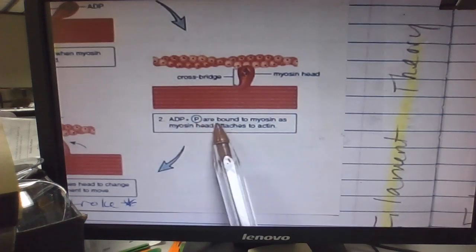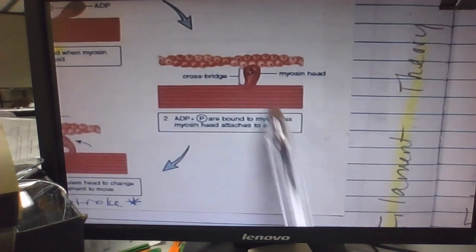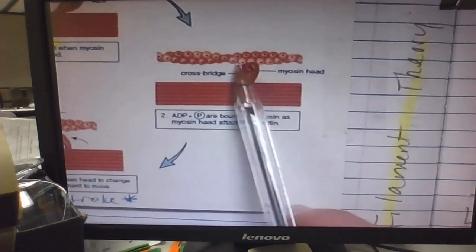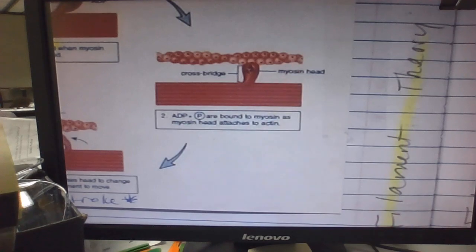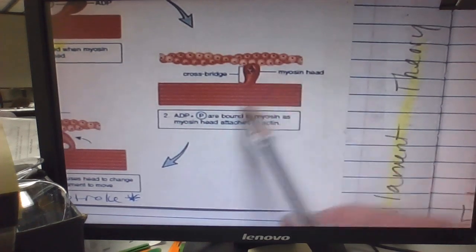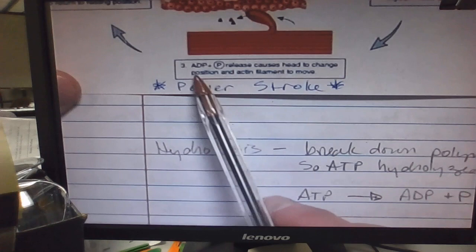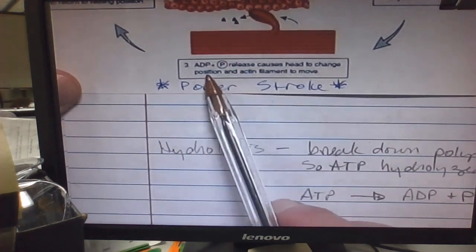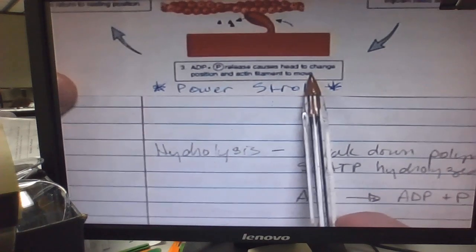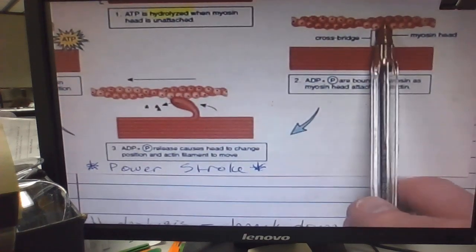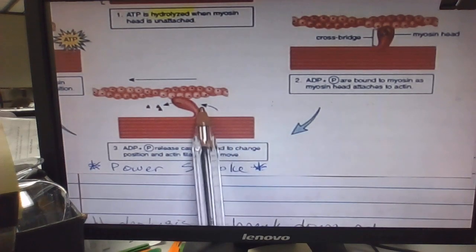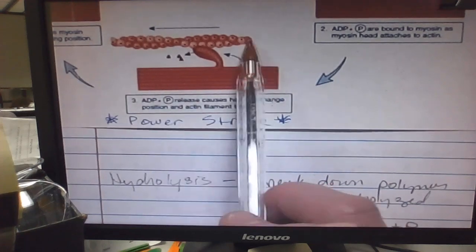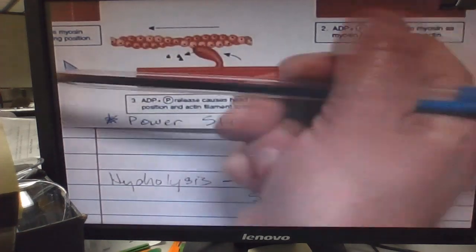Next, ADP and a phosphate group are bound to the myosin as the myosin head attaches to the actin. So it's attaching to one of those attachment sites, binding sites. Next, ADP and the phosphate group release, causing the head to change position and the actin filament to move. So before, it just bonded. Now when the ADP and phosphate group are released, it creates the power stroke. It creates the movement that's going to pull that actin fiber in toward the middle.